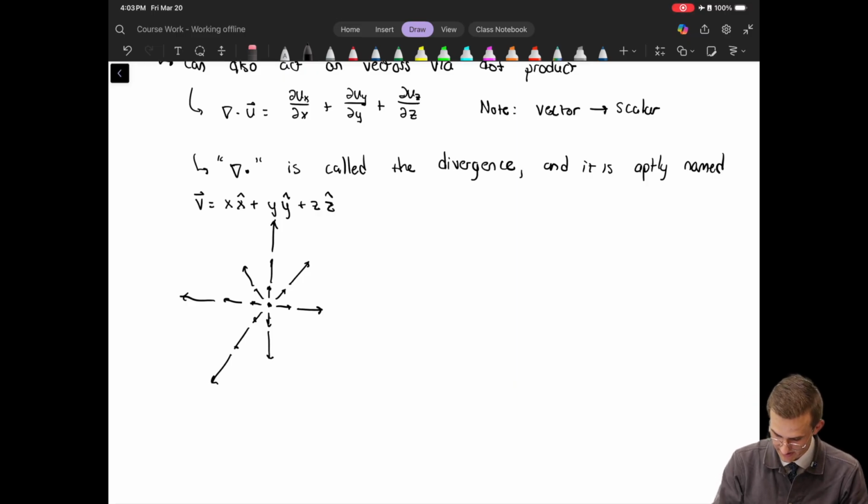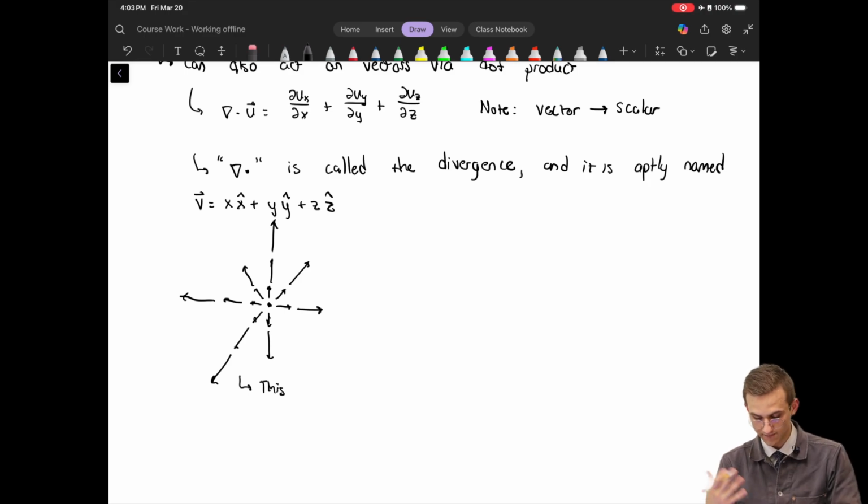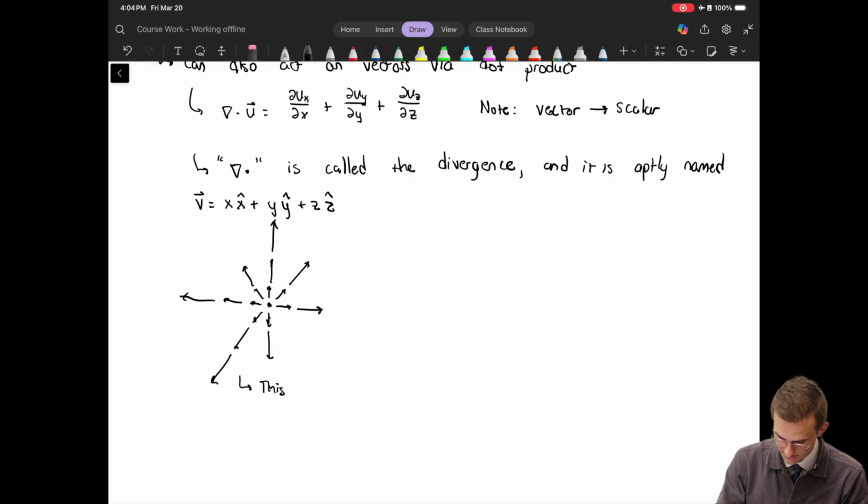So this vector field has positive divergence. And you can literally calculate that by taking the partial derivative of the x component with respect to x. You're going to get 1. So this vector field has a divergence of 3. Just 3 straight up. Okay? So this vector field has positive divergence.